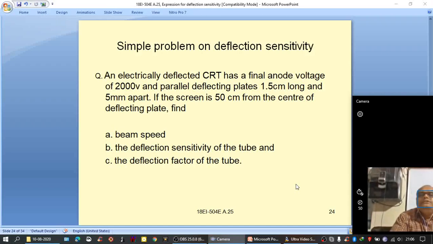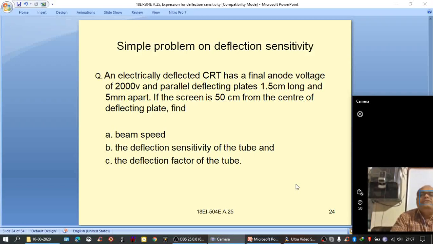Let us try to look into the data given here. It is given that the final anode voltage is 2000 volts, that is EA is equal to 2000 volts. The length of the parallel deflecting plates is given as 1.5 centimeters, that is, LD is equal to 1.5 centimeters.